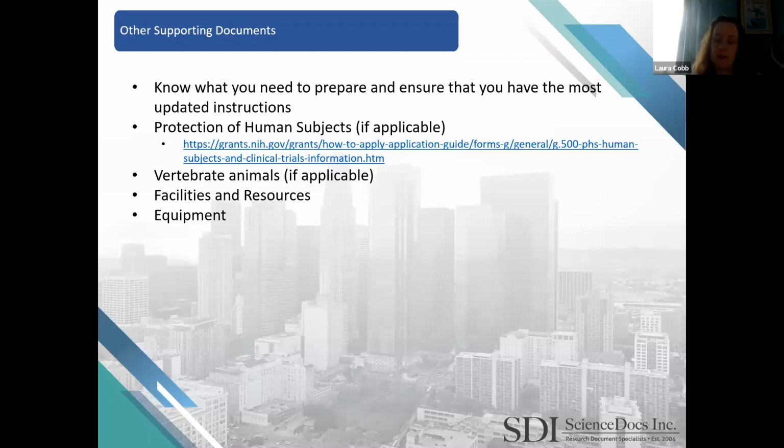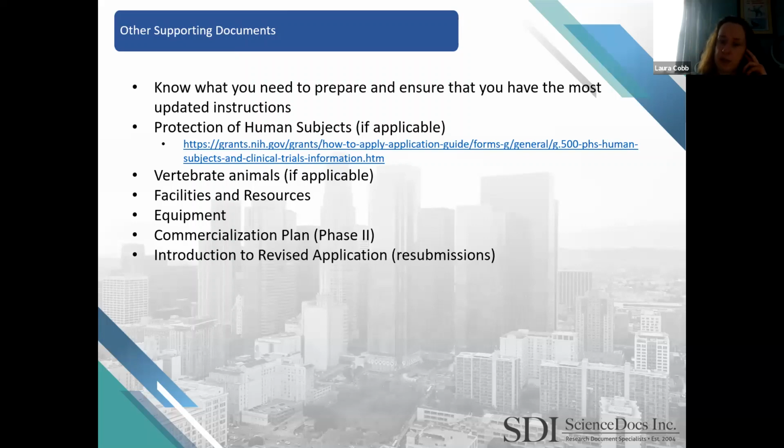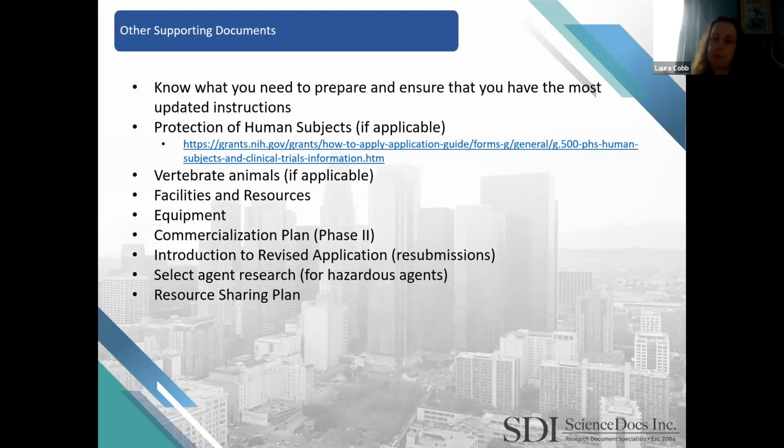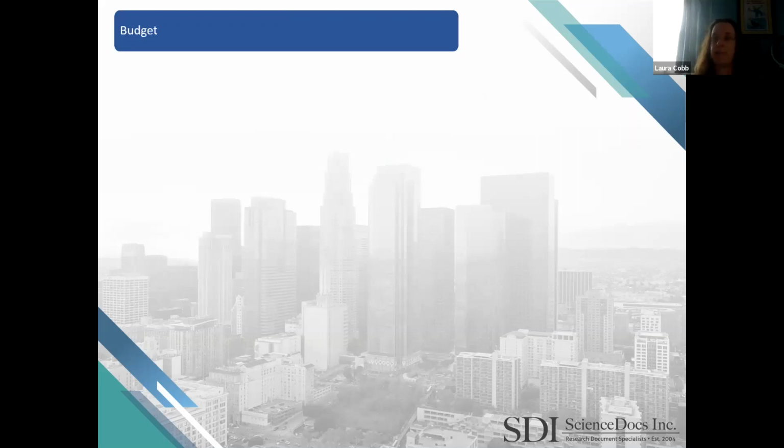Equipment, same as any other grants. Commercialization plan. We'll talk a little bit more about this in a couple of weeks when we're talking about preparing for phase 2. If this is a resubmitted application, you have to do a one-page introduction like you would with an academic grant. And I won't go into all of these, but I'll be happy to answer any questions if you have any. And then finally, you have your budget and the budget justification. So this is the only section I've actually prepared any slides on.